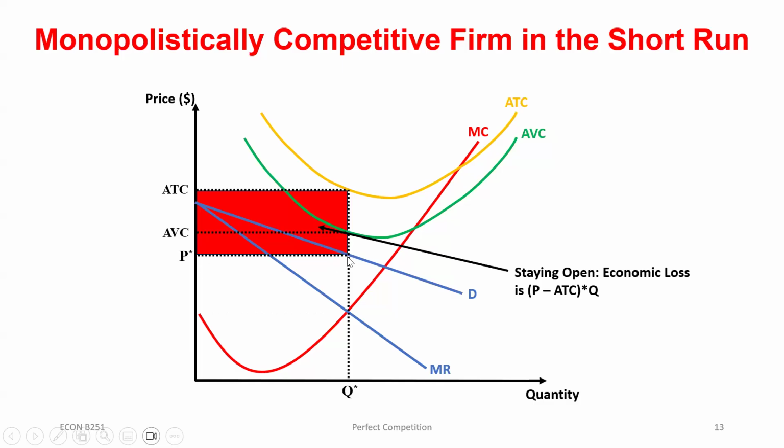Well, it's the quantity I'm producing, that would be the width of this rectangle, times the difference between my price and average total cost. That's our profit equation if we stay open. So this would represent my losses if I stay open. Just that quantity I'm producing times the difference between price and average total cost, using that same profit equation. Now, what were my profits if I shut down? Simply negative my fixed costs.